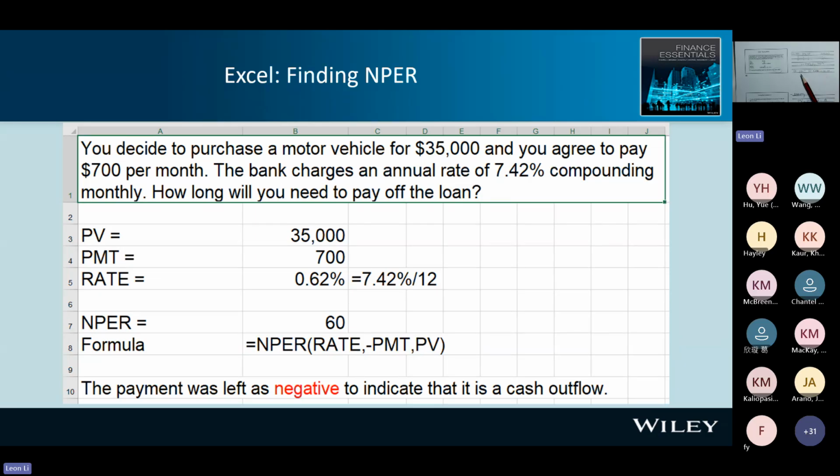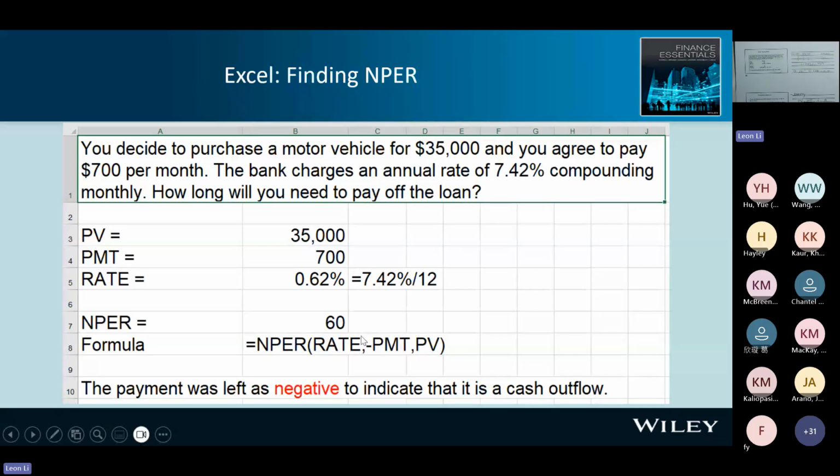Now we want to know the number of periods. So you can use Excel to do the calculation after you have a timeline. We use the NPER formula, right? This is 60 months or 5 years. Please know this number is months, 60 months. All right, if you want years, you have to convert 60 months to years. 5 years, all right?